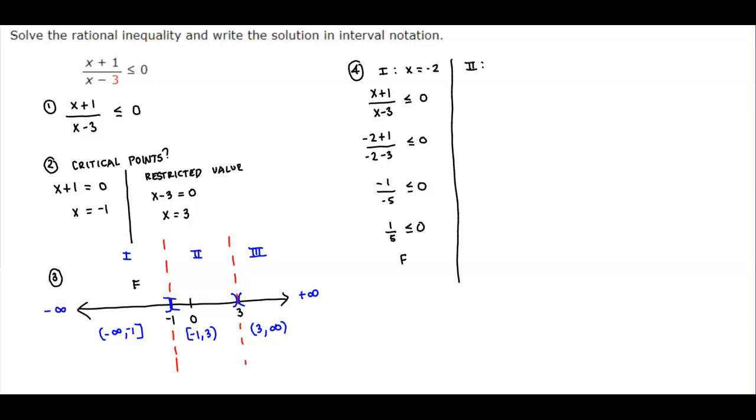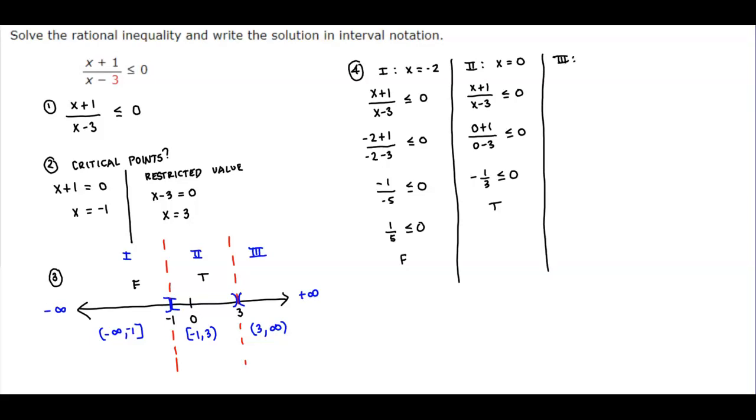If we take a look at region number 2, we can pick the value of 0, and then we're going to substitute it into the inequality x plus 1 over x minus 3 to see if it's less than or equal to 0. So if we plug in 0 plus 1 over 0 minus 3, we get -1/3. And -1/3 is less than 0, so we can say it's true for region number 2.